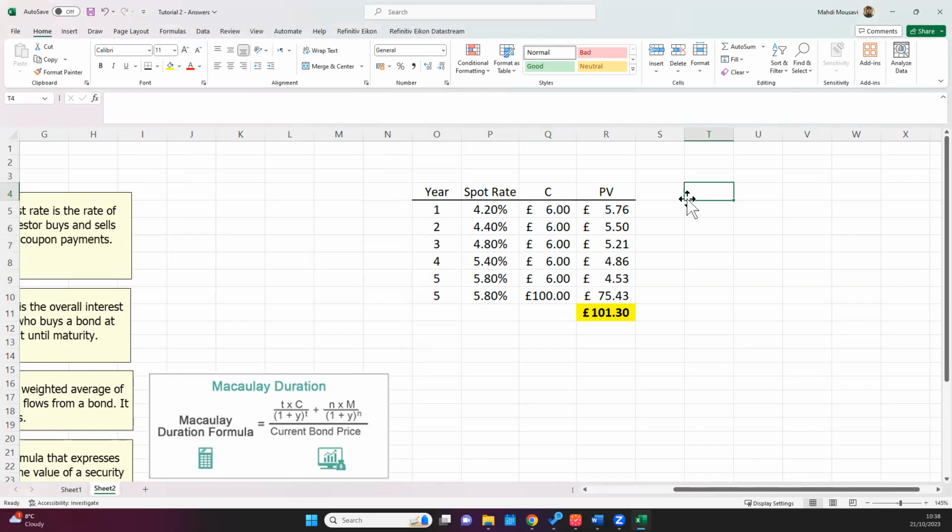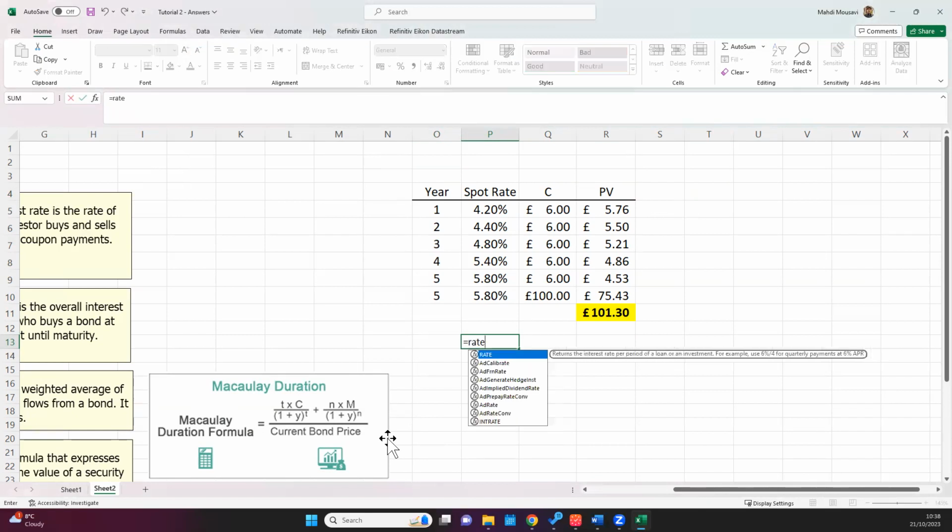The next part of the question basically asks you to find the yield to maturity of this bond. And yield to maturity is the yield, or the interest rate, that you earn if you keep the bond for the whole 5 years. So this is the overall interest you earn. And in Excel, we can find this rate with the function RATE. The first item is NPER, which is the number of periods of investment, or keeping the bond.